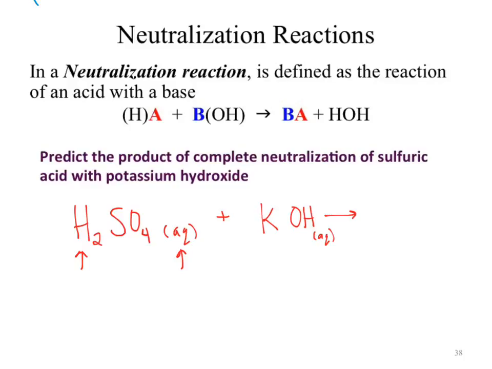Potassium hydroxide, written up just as normal. Potassium is a +1, hydroxide is a -1, that's balanced. We can then go through and predict the products. I'll have potassium with my sulfate, and I'll have my hydrogen with my OH.